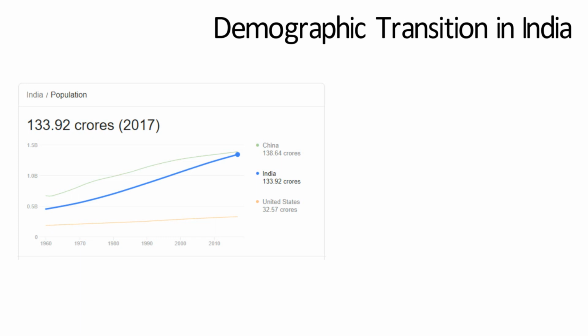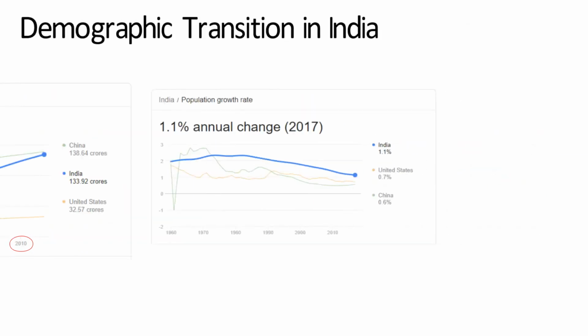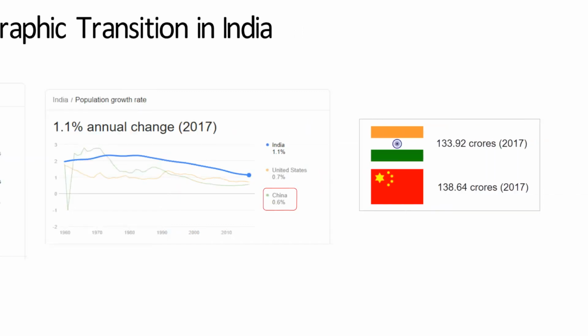In this video, we will learn about the demographic transition in India. We all know that the population of India is very high. The country has doubled in size in just 40 years. At present, the annual growth rate of India's population is around 1.1%. If you see China's annual population growth, it is around 0.6%. By looking at the population growth rate, it is estimated that India will surpass China as the world's most populated country in the next couple of decades.